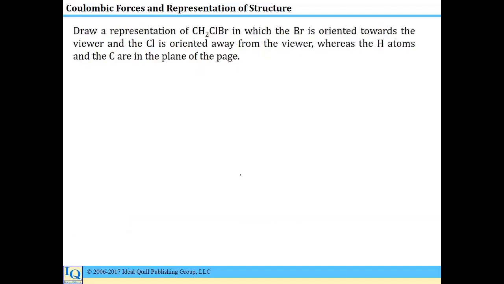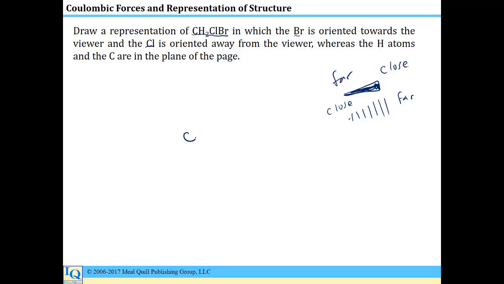Molecules, of course, have a 3-dimensional shape. So you must be able to represent that in a drawing of a molecule on paper. So this problem asks us to draw a representation of CH2ClBr, and it wants us to have bromine oriented towards the viewer, for which we would use a wedge-like line to indicate a close and a far end of a bond, close to the viewer or further away from the viewer. And they want the Cl to be oriented away from the viewer. To do that, you use this hash type line, where this is the side that is far from the viewer and this is the side that is close.